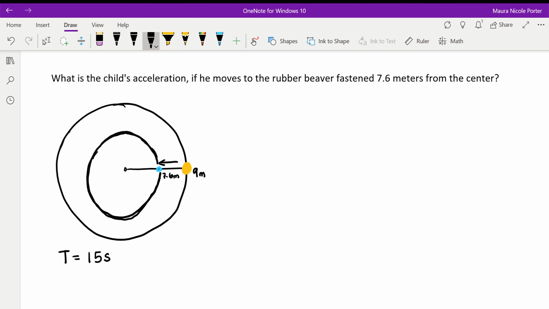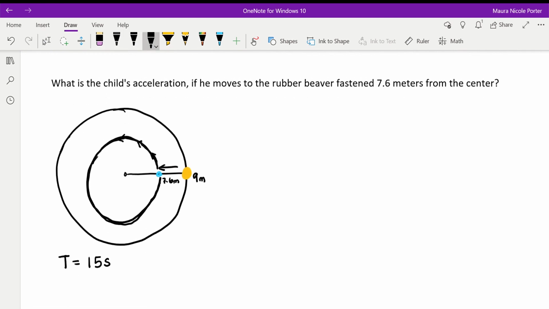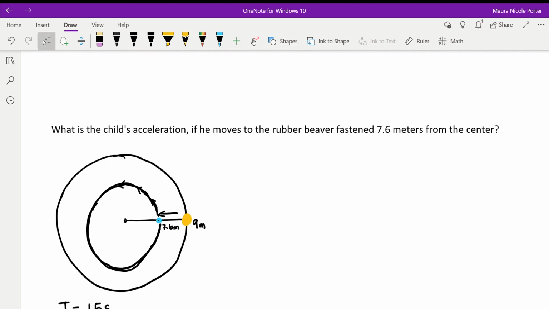But since this beaver has a smaller distance to travel around the circle, the time it takes is the same, but the distance is smaller, so it's moving slower. Because if it was traveling the same speed as this outer circle, the 3.770 meters per second, then by the time 15 seconds passed, it would have made a full lap and then some. Which means that when we're doing this problem, we can check that we're on the right track by saying the velocity has to be less than 3.770 meters per second. So let's solve to see if we're right.